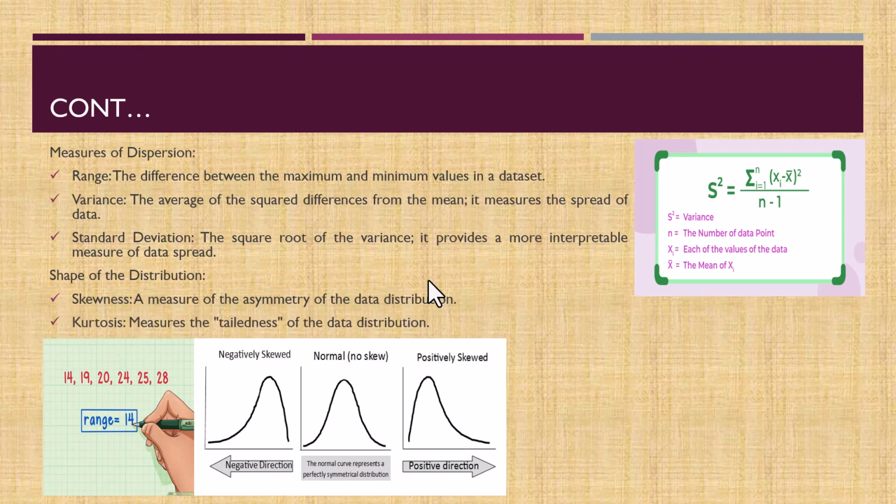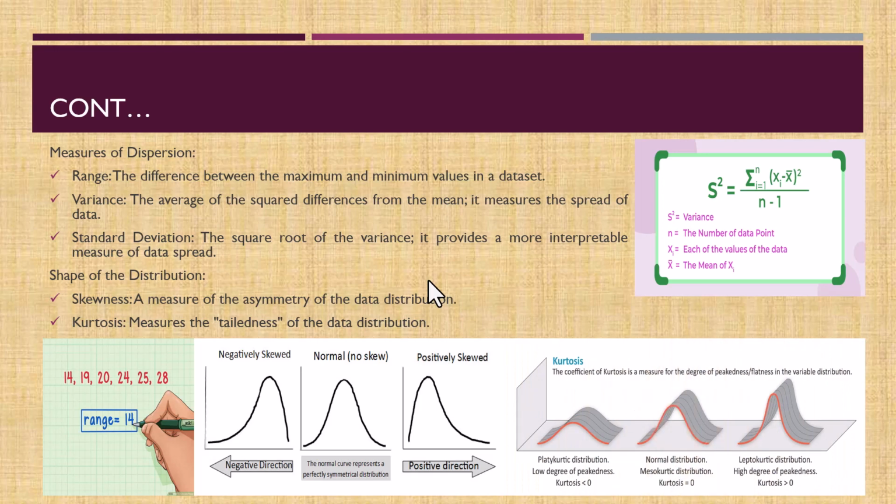We have kurtosis. Kurtosis is a measure of the tailedness of the data distribution. So it measures the degree of peakedness or flatness in the variable distribution. It can be platykurtic distribution where we have a low degree of peakedness. It can be mesokurtic where we have a normal distribution, or it can be leptokurtic where we have a high degree of peakedness.